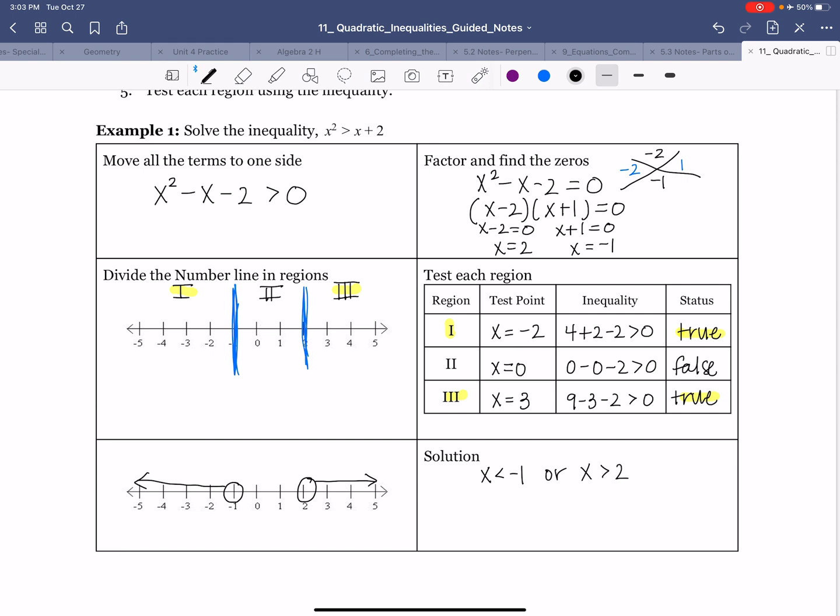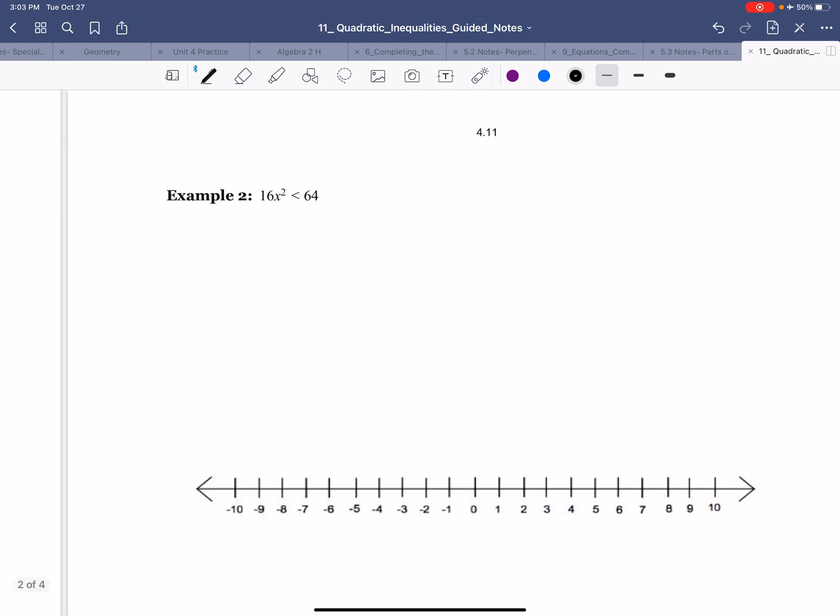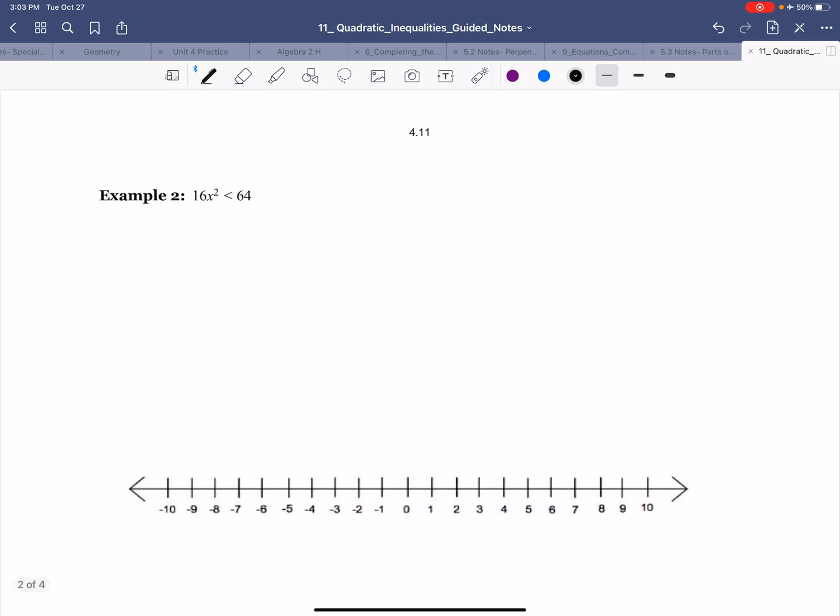Okay, the other way in interval form would go -infinity to -1 with a parenthesis because -1 is not included, it's an open circle, union with, or, and 2 to infinity. Again, the 2 having a parenthesis because it is not included. All right, so let's go ahead to the next page and try these out.